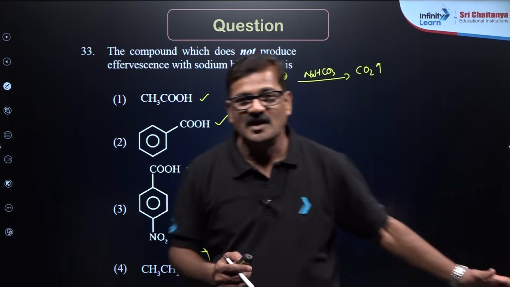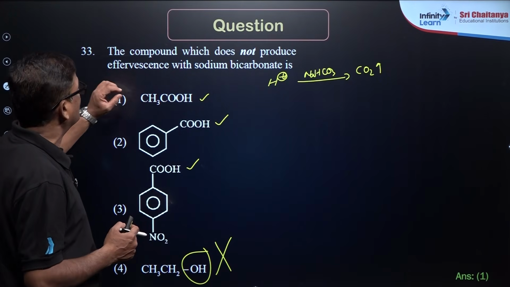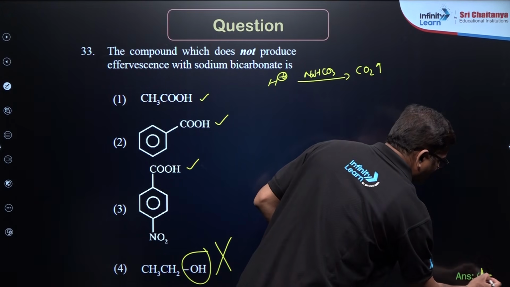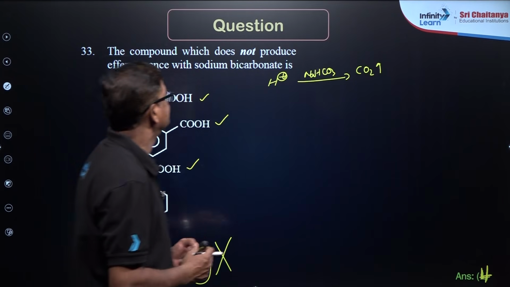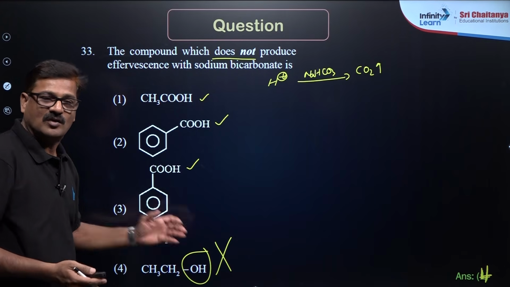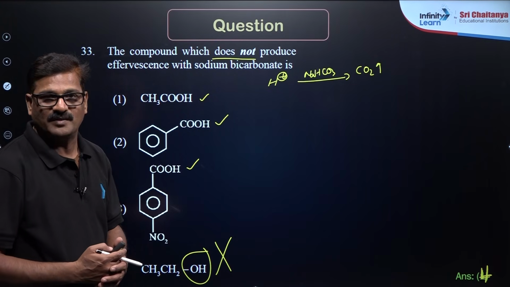For this question, the compound which does not produce effervescence is supposed to be option 4. It is supposed to be option 4. Not giving means it is an alcohol, which does not give brisk effervescence with sodium bicarbonate.